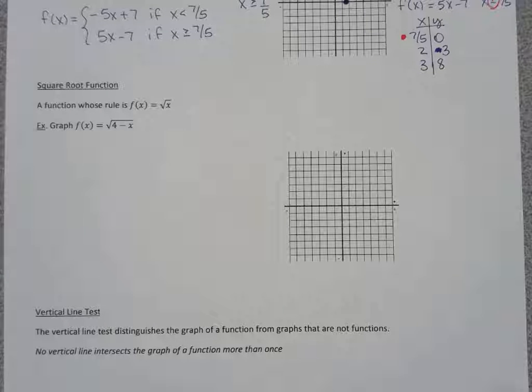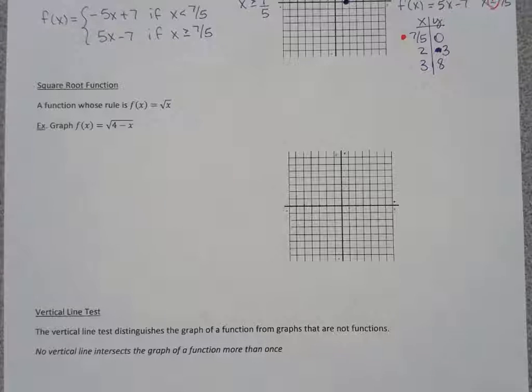The square root function is a function whose rule looks like f(x) equals the square root of x. We've already talked about the square root function in terms of the domain, and we know that what's underneath that square root has to be greater than or equal to 0.